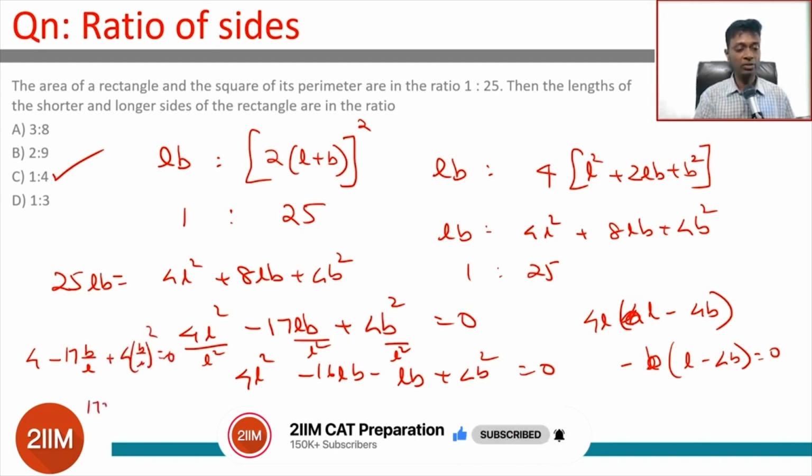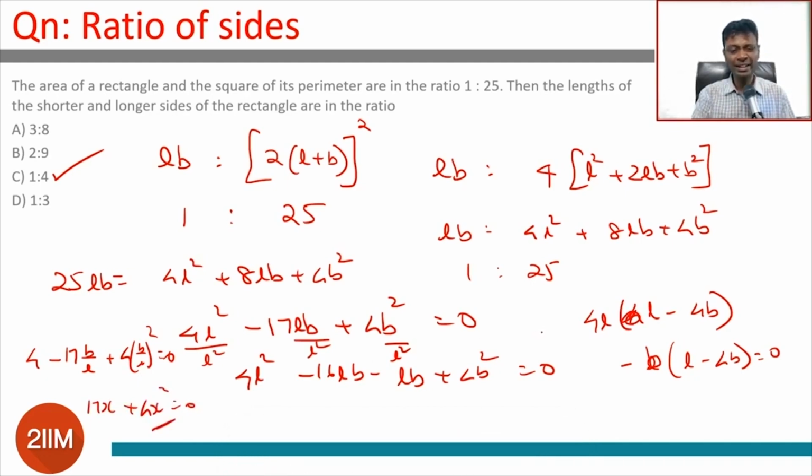We'll have 4 minus 17x plus 4x square equal to 0. X is what we need to find. You can simplify and find that. If you don't like dealing with a quadratic equation that has L and B, then create a B by L by dividing by L square throughout, and then you're done. You're dealing with only one variable.